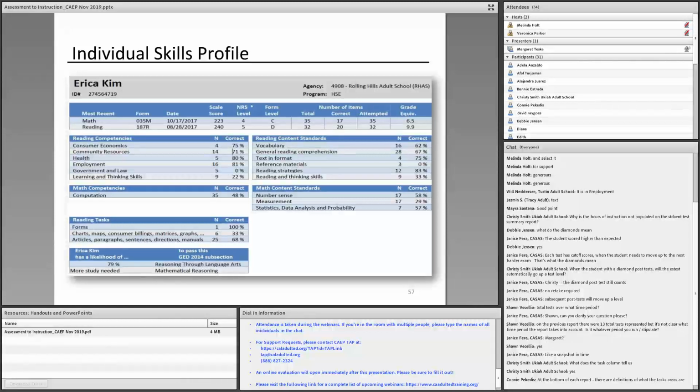Okay, so again, you can see what she's good at, reading forms, not so great at reading charts, maps, billings, graphs, things like that. Okay. It also tells us, since she's a goals student, she has a likelihood, 79% likelihood of passing this area of the GED test, but it recommends more study for mathematical reasoning. Lots of good information there.